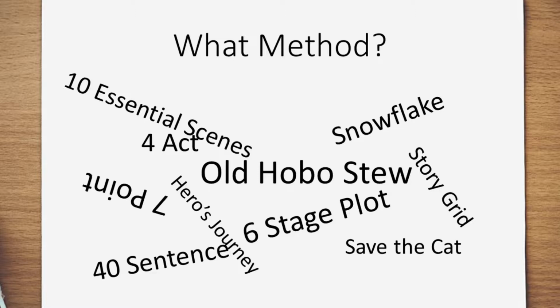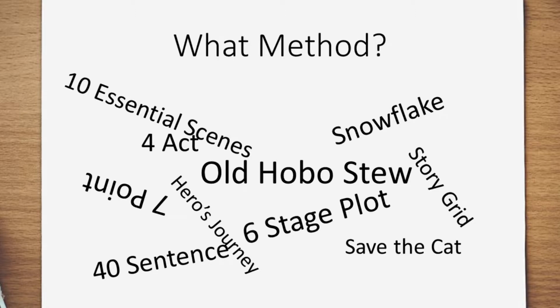So we have all of these different types of methods. We're seeing these methods all the time on how we should write. You've seen the snowflake method, the 7-point, the hero's journey, the 4-act, save the cat, the story grid method, 6-stage plots, 40-sentence outlines. You'll see my own tossed in there, the 10 essential scenes, and all of these types of things. And there's going to be many, many more than just that. But there's so many out there.